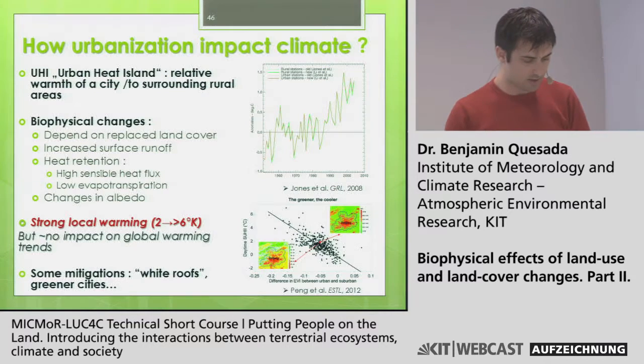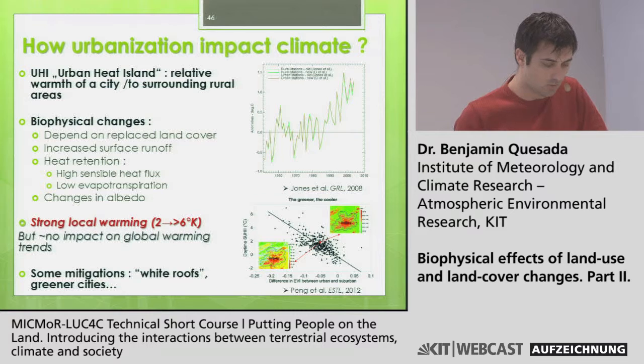Okay, I didn't talk about the urbanization impacts on climate. When you have urbanized area, we saw it for the water cycle, for example, with less infiltration, we have a lot of biophysical changes. So you can think that there is an impact of urbanization on temperature changes. In fact, we denote the urban heat island as the relative warmth of a city compared to surrounding rural areas. And the biophysical changes due to urbanization depend, of course, on the replaced land cover. If before you had crops or natural vegetation, you increase the surface runoff, you have more heat retention, mostly because of the concrete. So high sensible heat flux and absolutely low evapotranspiration. You have also changes in albedo, so it has to be studied.